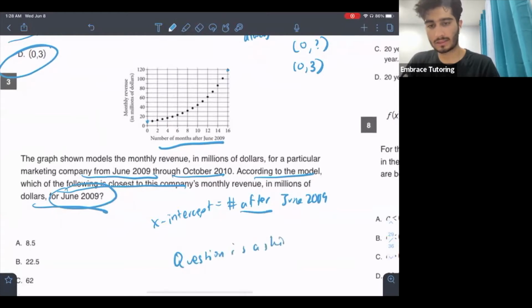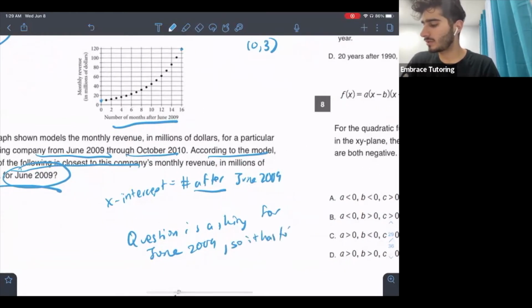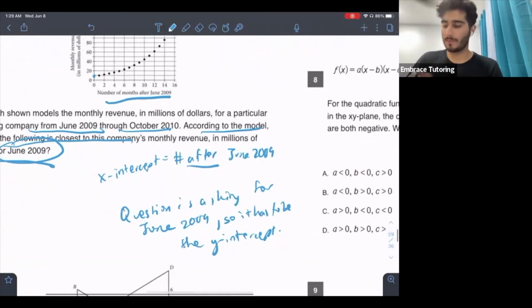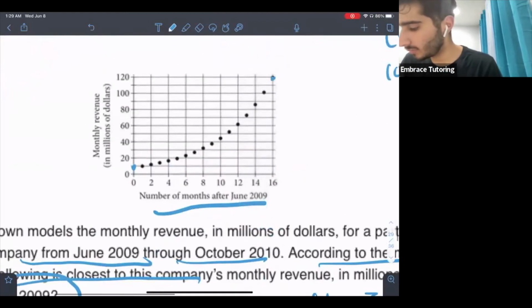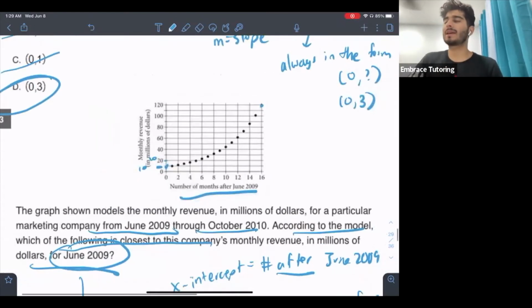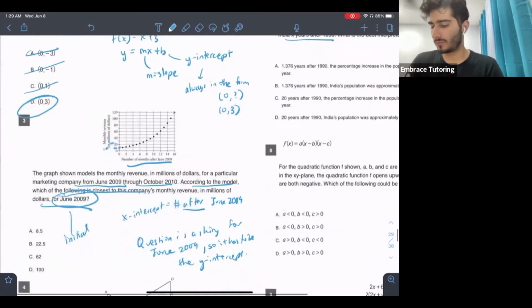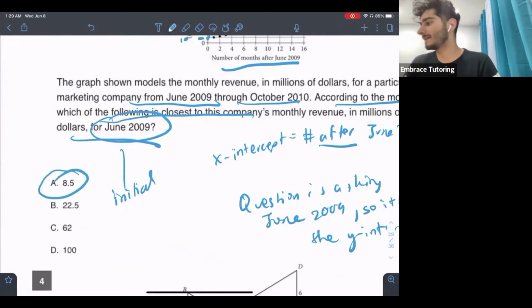The question is asking for June 2009. So it has to be the y-intercept because that's the initial starting point, and that's what they're asking. In other words, they're asking for the initial. So we have to locate the point right here, and since this is around 10 and this is 20, we would have to make an estimated guess that it's around 10. So from the choices that are given, the closest option to 10 is 8.5, choice A.